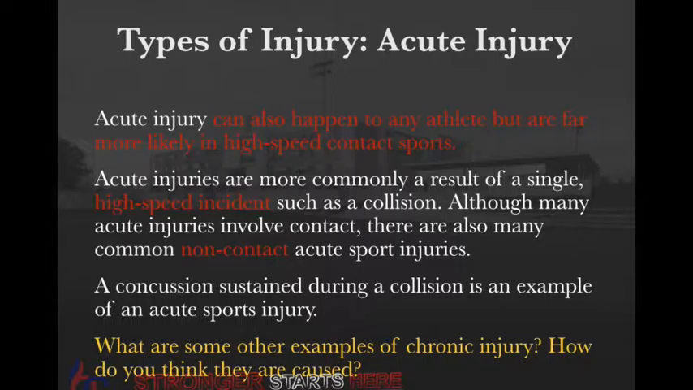A non-contact acute injury, for example, could be something like a knee injury, maybe a torn ACL, caused by an athlete who decelerates improperly and puts too much shear force on the front of the leg, the anterior tibia, and as a result of that shear force, they end up with a cruciate ligament tear like an ACL tear. So other examples of acute injury are things like fractures and concussions. Those are all examples of acute injury.